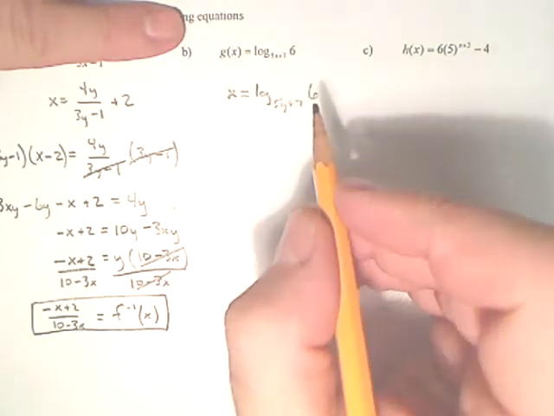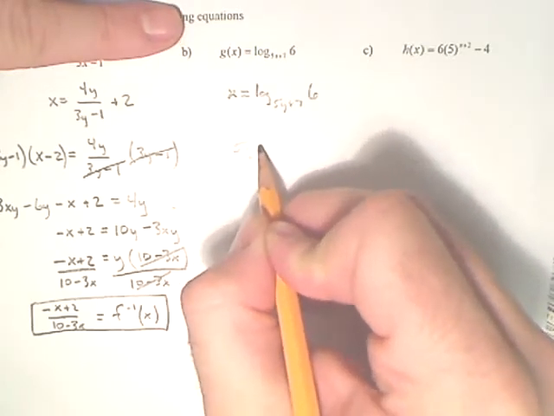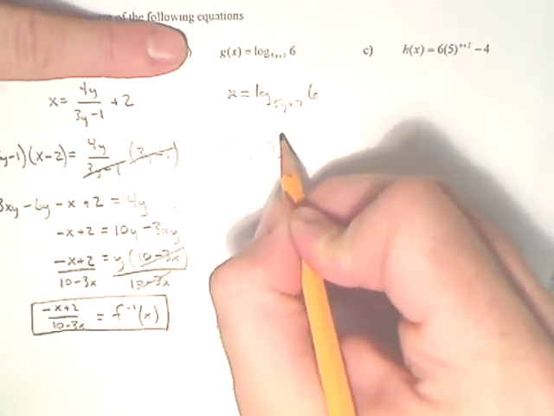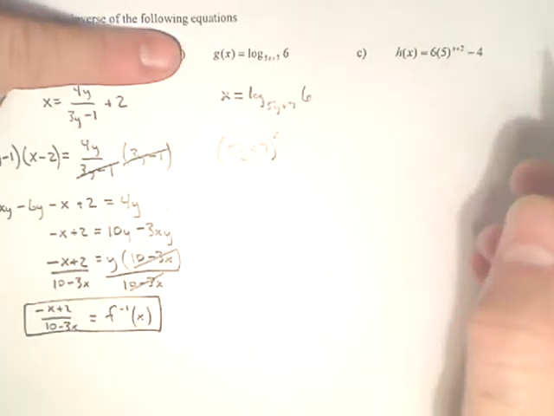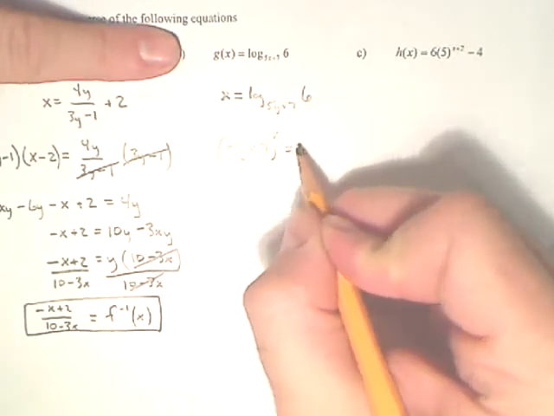So hopefully you have your positions memorized. The base is that 5y plus 7. The exponent is the x. And it is equal to 6.